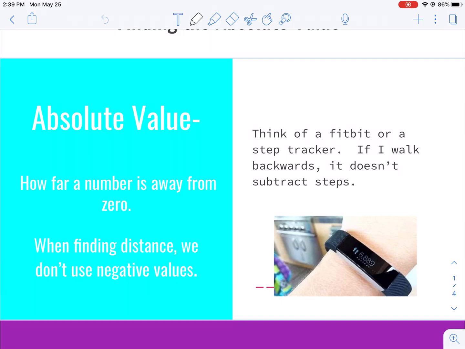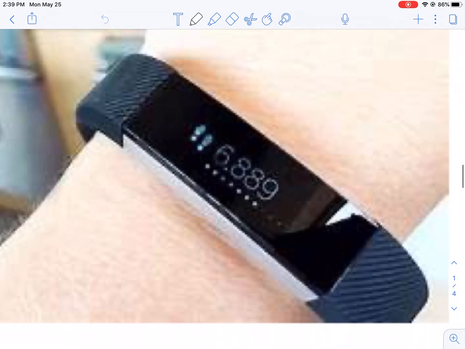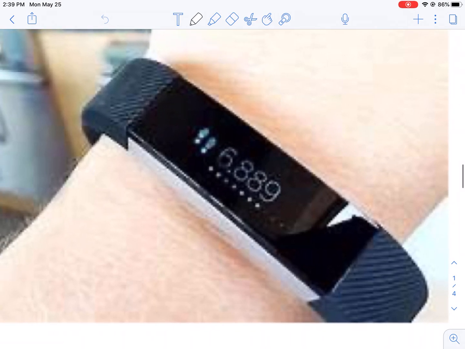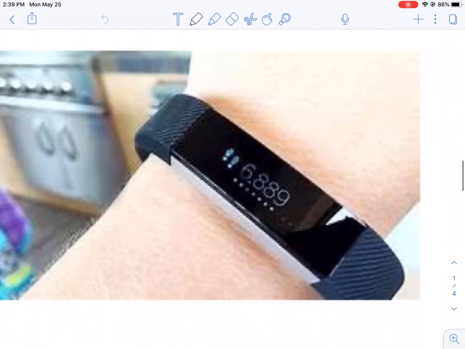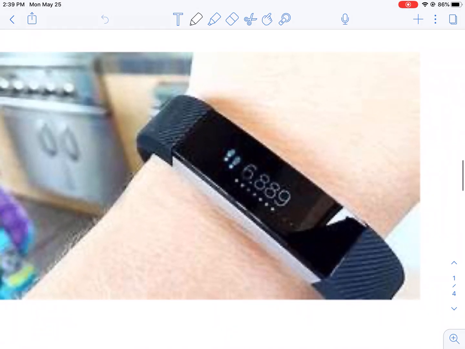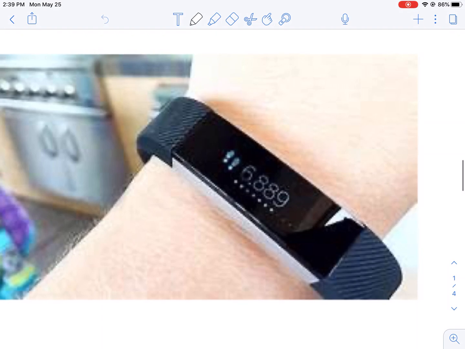Now, if I walk backwards 5 steps, it's not going to take steps away from my total count, okay? So, for example, in this picture right here, it says that this person has done 6,889 steps for the day, okay? If this person walked backwards, it's not going to then say, oh, now they've only done 6,884 steps for the day. It's not going to subtract those, okay?